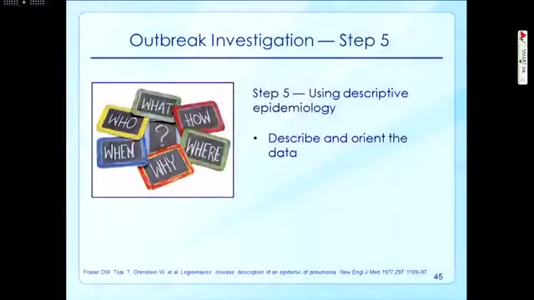Step 5 used descriptive epidemiology to describe the Legionnaire's disease and orient the data by identifying what, who, where, and when. After these were identified, the epidemiologists proceeded to study the dates, times, places, and persons. Hopefully those words are sounding familiar to you. And ultimately they developed their hypotheses about how and why people had become ill.